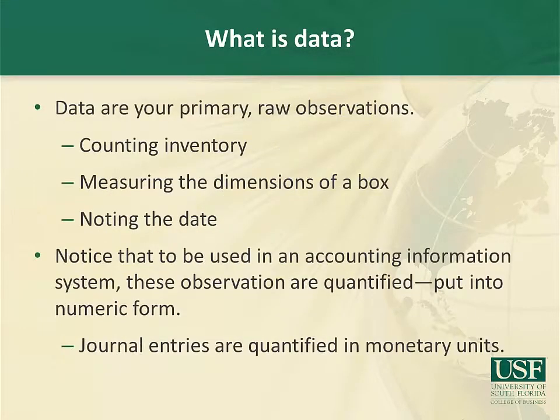A little more on data. What is data? Data are primary and raw observations. For example, counting inventory, measuring the dimensions of a box in inches, noting a date. Now notice that to be used in an accounting information system, the observations have to be quantified. That is, they have to be put in numeric form. Our basic transformation of the data is going to involve math, so we need numbers to do that math. Our journal entries are quantified as monetary units. Journal entries are summed up into account balances, and on we go through the worksheet, spreadsheet, and into the financial statements.